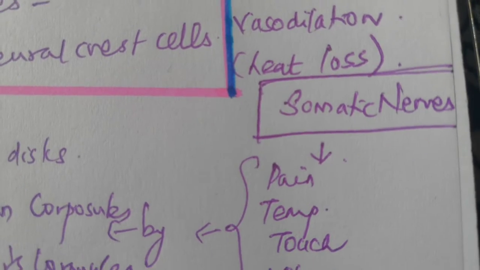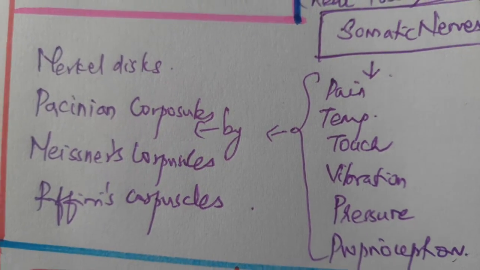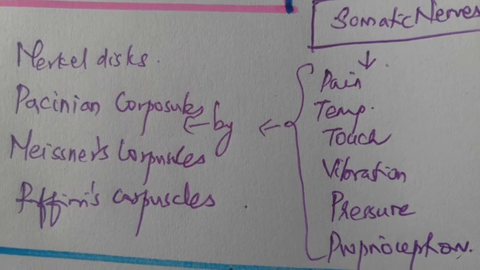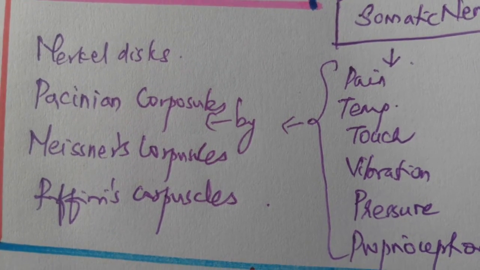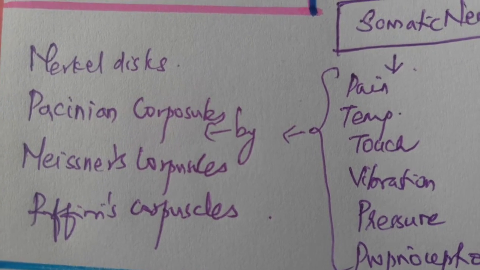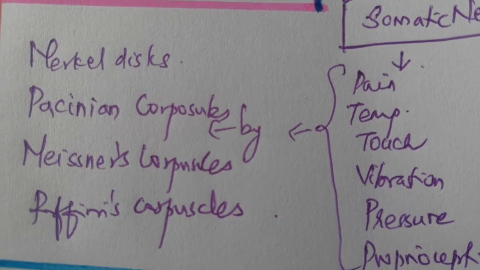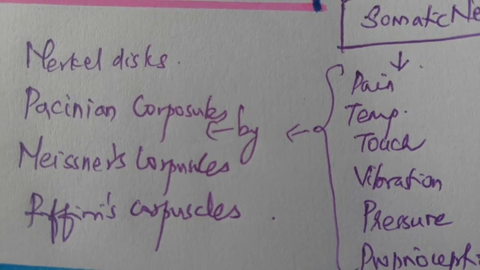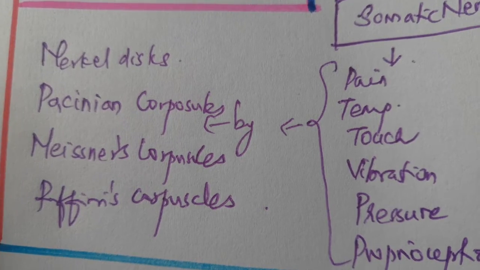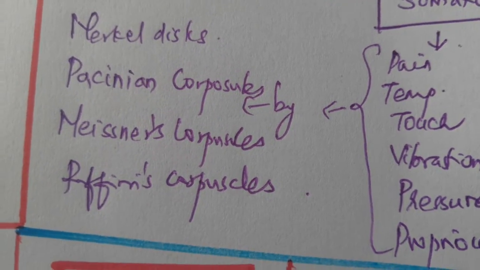Coming to the somatic nerves in the skin, they are responsible for the pain, temperature, touch, vibration, pressure, proprioception. So these are all maintained by Merkel's discs, Pacinian corpuscles, Meissner's corpuscles, and Ruffini's corpuscles. So these are responsible for the pain, temperature, touch, vibration, pressure, proprioception.